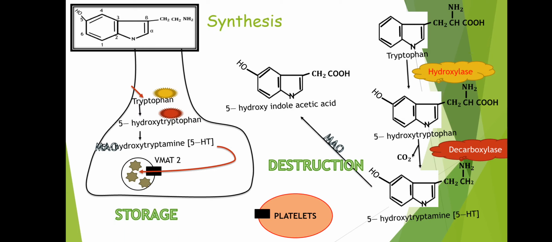Okay, so why do we need to store this serotonin inside the vesicle? To protect it from the monoamine oxidase, and for storage we require a transporter, that is the VMAT2 transporter. This VMAT2 is not only present inside the neuronal vesicle, but it is also present inside the platelets. So serotonin is not only stored inside the vesicles of the neuron, but it is also present inside the platelets. Okay, so this is regarding the storage.